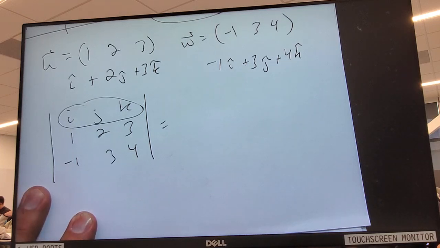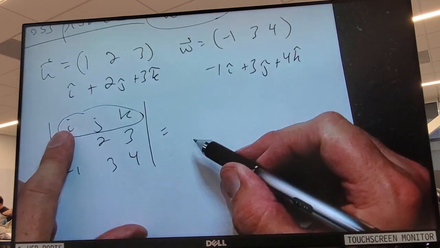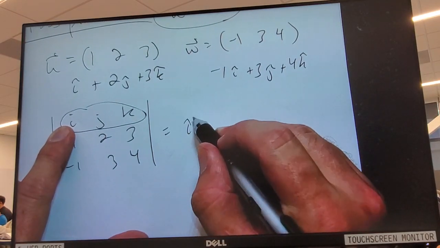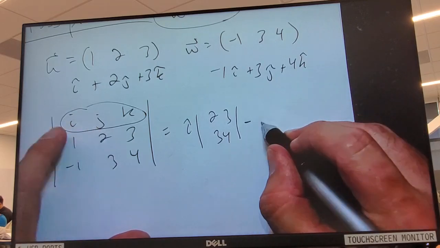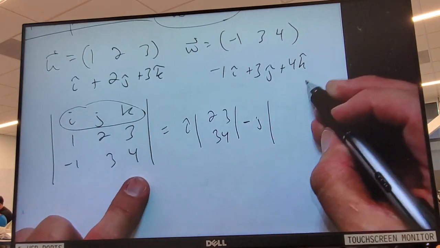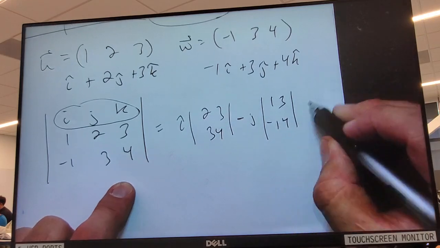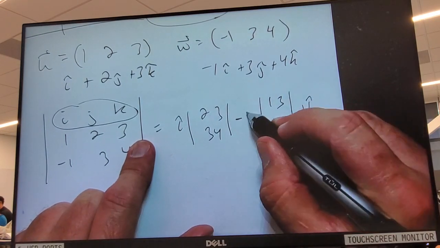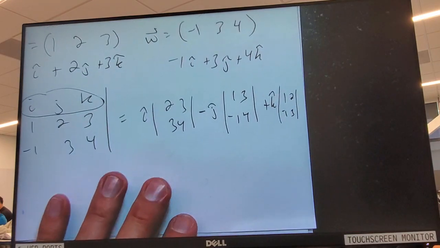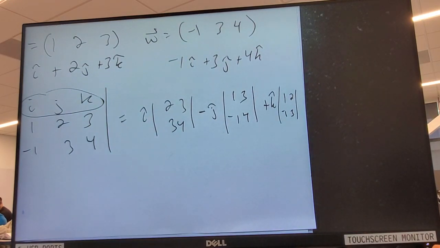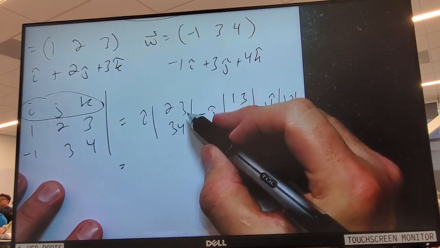But there's a shortcut to this. So if I wanted to, I could start it. This would be i times the determinant of 2, 3, 3, 4. Is that cool? Minus j times 1, 3, -1, 4. Plus k times 1, 2, -1, 3. Now, I want you to realize something. I showed you guys in 281 the shortcut for this, but does this involve a lot of work? No. I will show you the shortcut just in case, but it's not that much of a shortcut. So what do you get here?